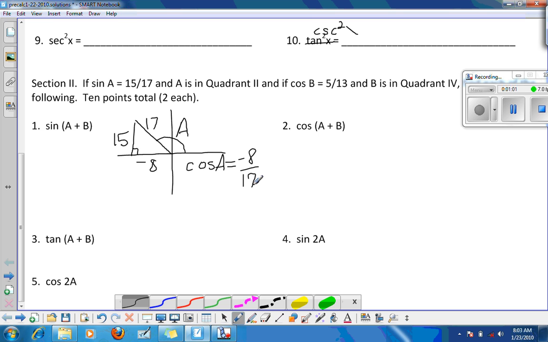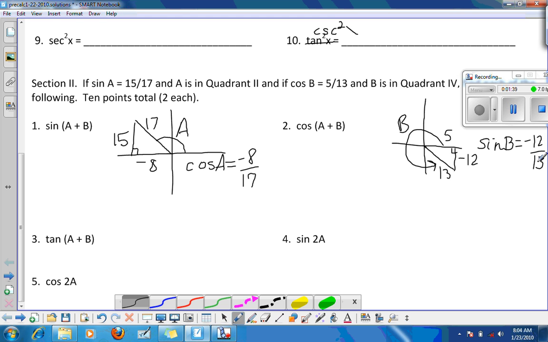Okay, let's draw angle B because it's in quadrant 4. So angle B over here in quadrant 4, and its cosine is 5/13. So we'll draw this angle in the right triangle here. Cosine is adjacent over hypotenuse, which leaves the other leg to be negative 12. Negative because we're in quadrant 4. So that means that the sine of angle B is negative 12 over 13. It's very important that you draw the angle in the correct quadrant so that you get the signs correct.